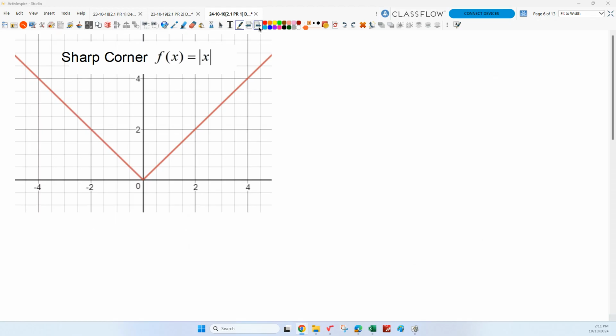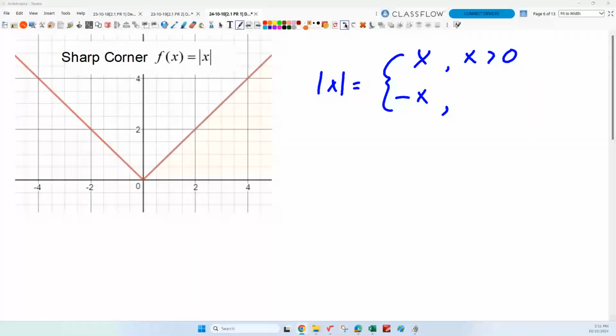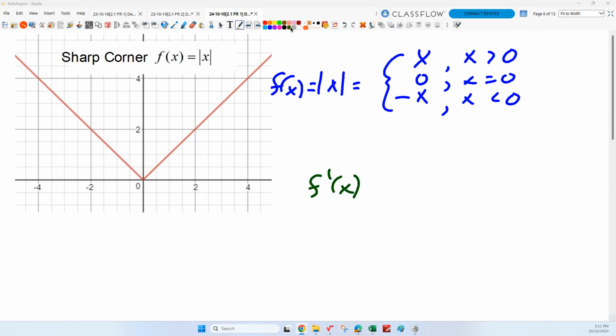Okay, what about the sharp corner? Let's investigate this one real quick. So we have like an absolute value function. F of x equals the absolute value of x. Think what that does. The absolute value of x is equal to x when x is positive, negative x when x is negative, and 0 when x is 0. Okay, so let's differentiate this. If that's what f of x equals, what's f prime of x? What's the derivative going to be? And we can just see by inspecting the graph what the slopes are.